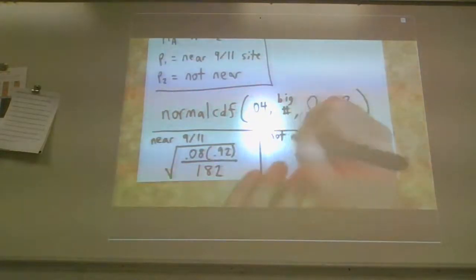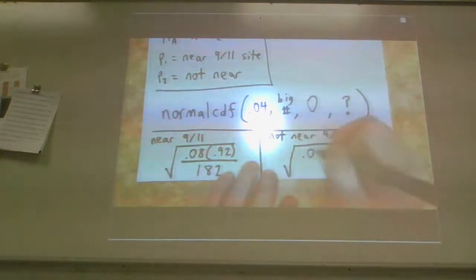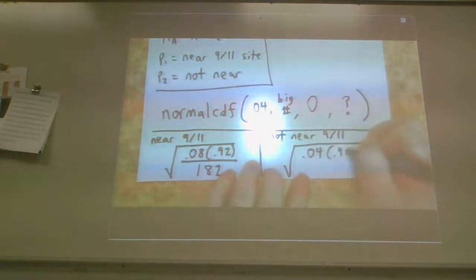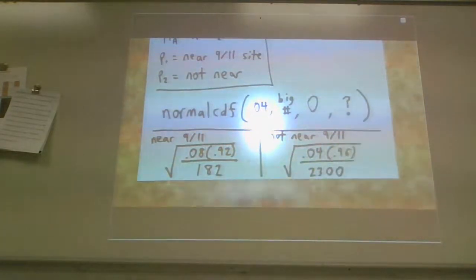And not near 9/11 site would be this calculation. Now, I could figure out what this decimal is. I know it's 2300. I know that. I could figure out exactly what those decimals are at the moment, but it would better suit me to leave them as is temporarily, because it will make it a lot cleaner when we get down to this.